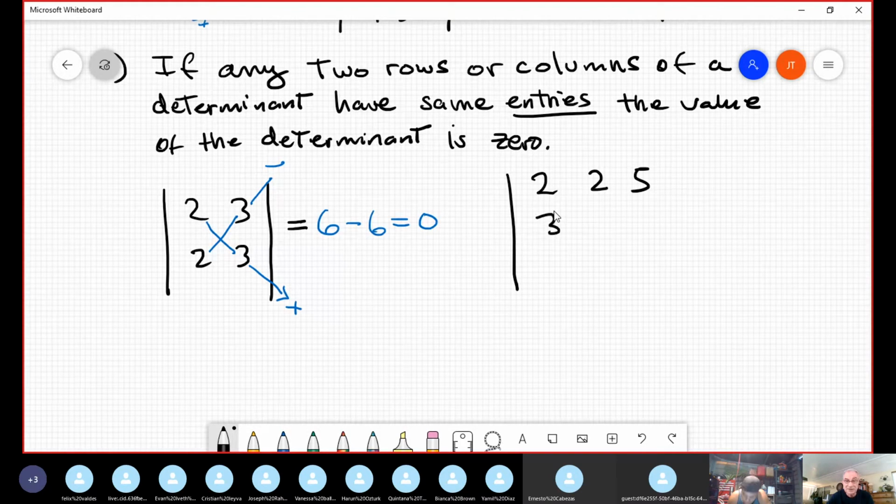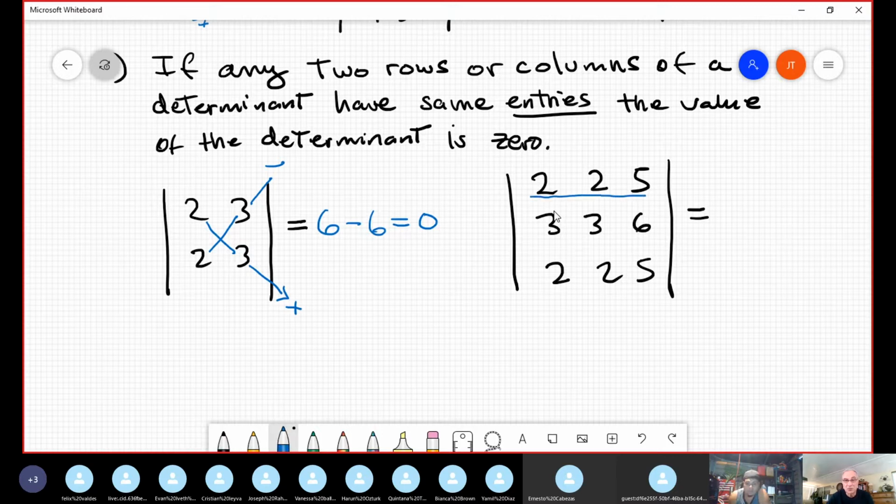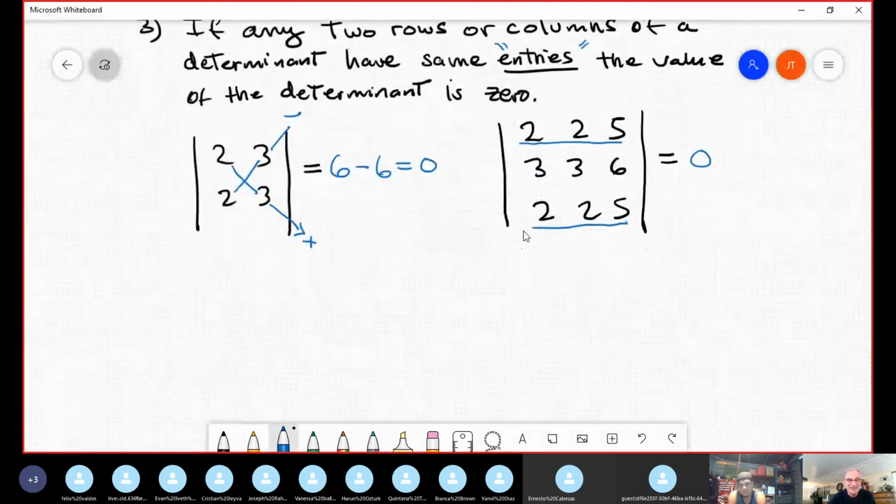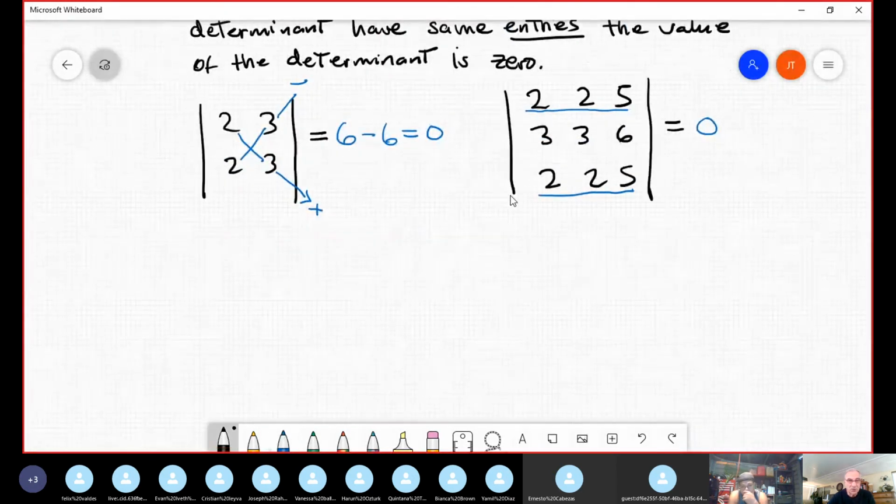3, 6, 3, 3, 6. And 2, 2, 5. By detecting the row 1 and the row 3 is the same, they have the same entry. But we have more than this. Look, not necessarily it's the same. Maybe it's proportional. Proportional is, okay, when you multiply, for example, look, and not necessarily is exactly the same. Maybe proportional.